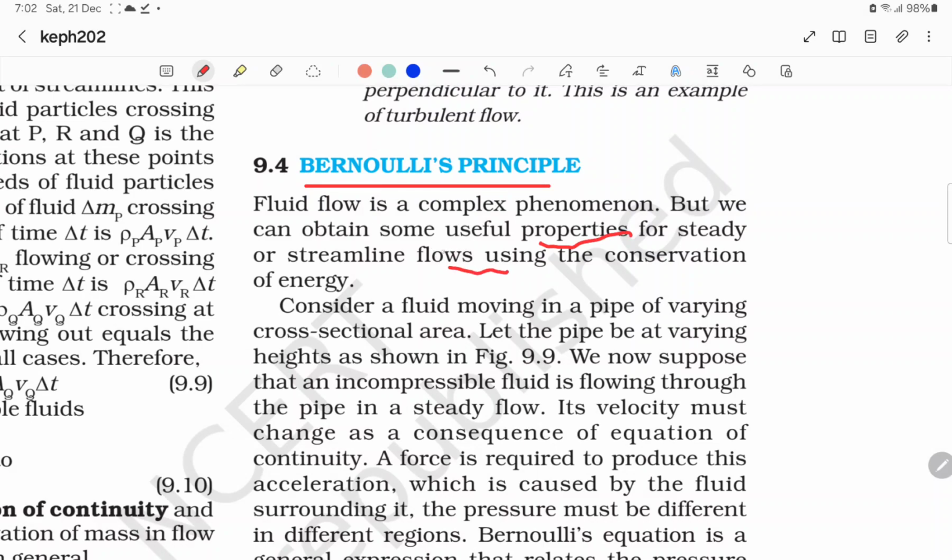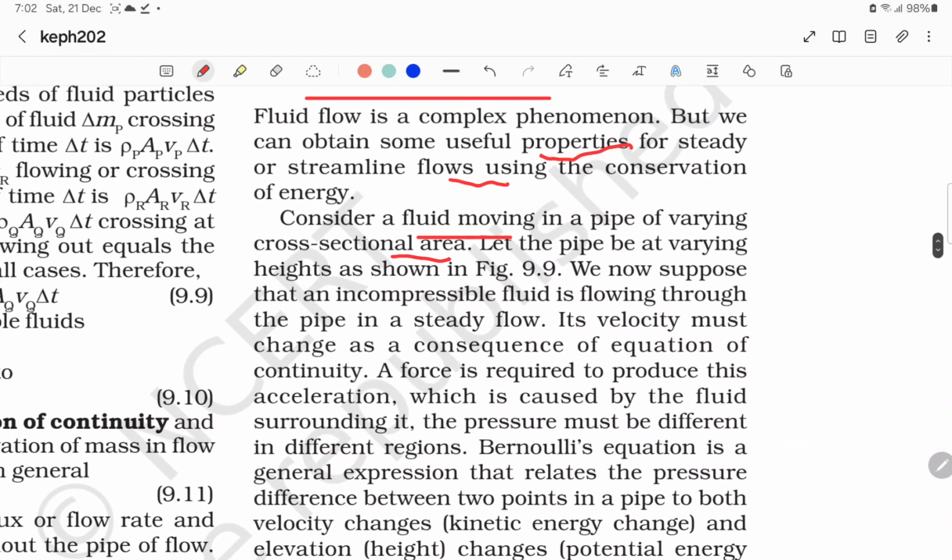Consider a fluid moving in a pipe of varying cross-section area. Let the pipe be at varying heights. We now suppose that an incompressible fluid is flowing through a pipe in a steady flow. Its velocity must change as a consequence of the equation of continuity.